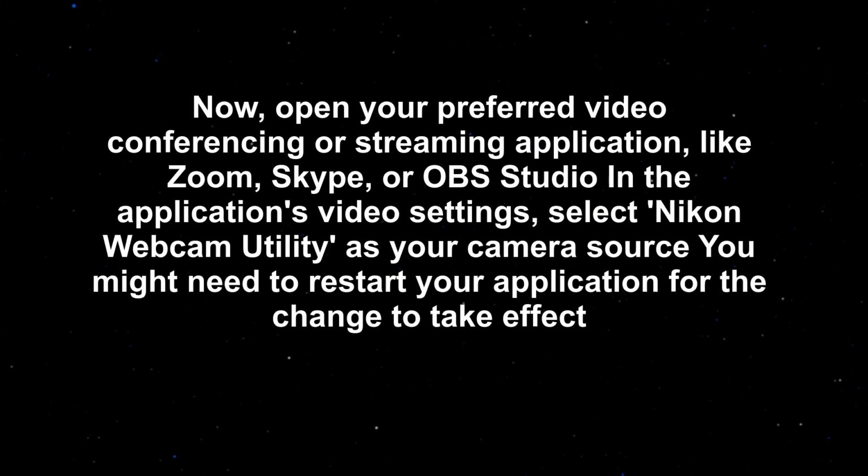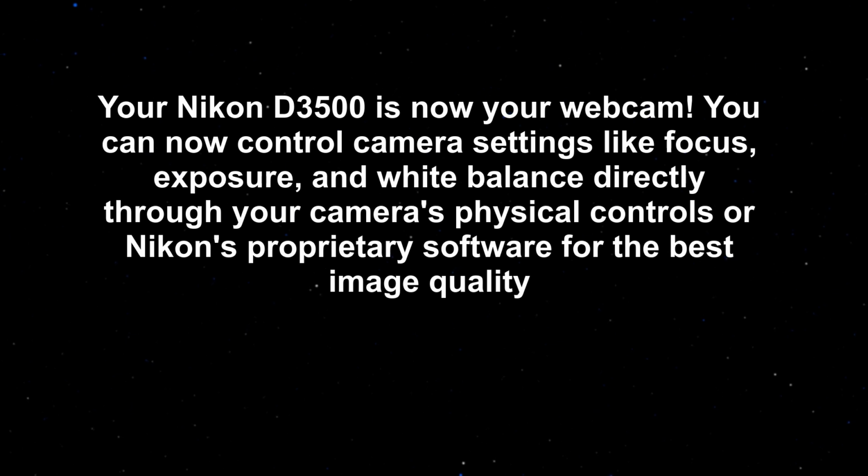Now, open your preferred video conferencing or streaming application like Zoom, Skype, or OBS Studio. In the application's video settings, select Nikon Webcam utility as your camera source. You might need to restart your application for the change to take effect. Your Nikon D3500 is now your webcam. You can now control camera settings like focus, exposure, and white balance directly through your camera's physical controls or Nikon's proprietary software for the best image quality.